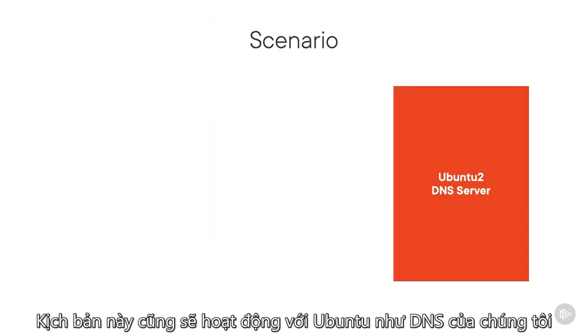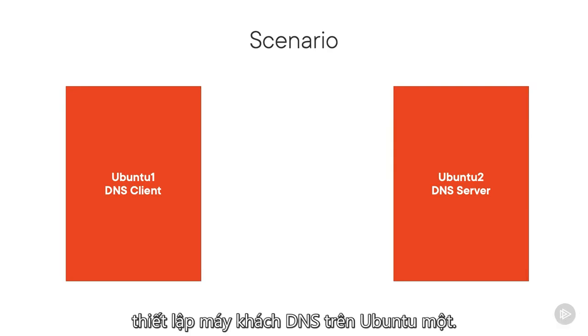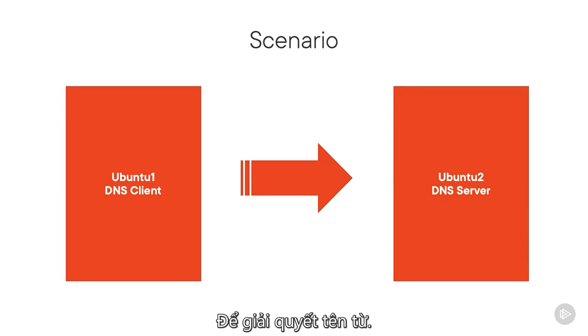The scenario is going to be working with Ubuntu 2 as our DNS server. Ubuntu 2 will also be its own DNS client, but we're going to set up DNS client on Ubuntu 1 to resolve names from Ubuntu 2.